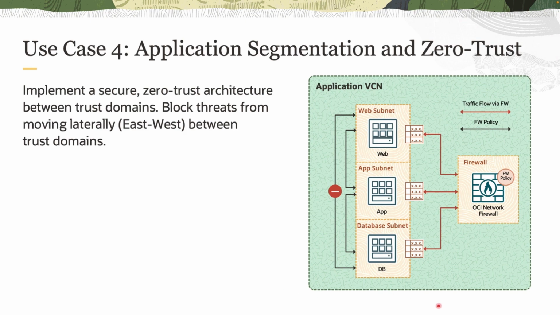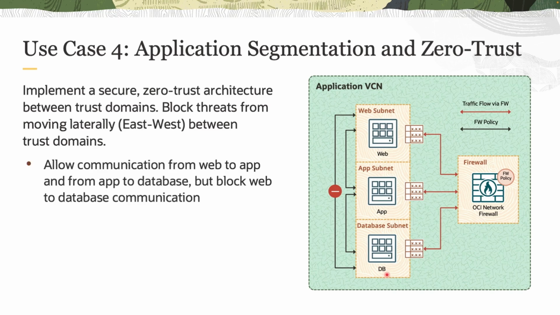In this example, network firewall creates zero trust segmentation for a 3-tier application, which includes website, application, and database. You can configure the network firewall policy to allow communication between website and application and from application to database. However, you can block any direct communication from your website to the database.